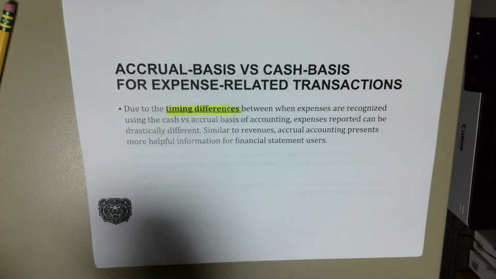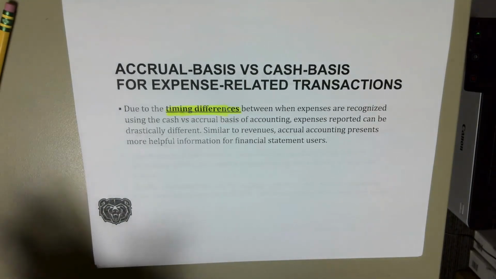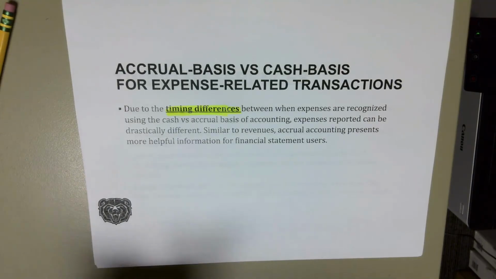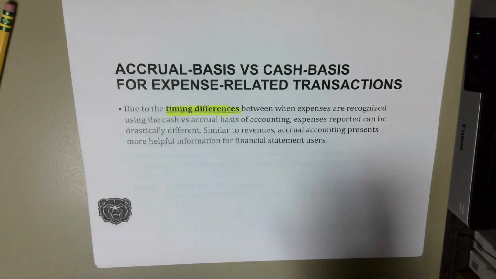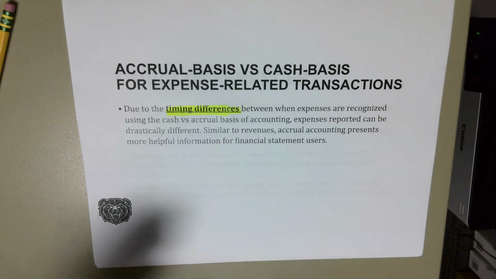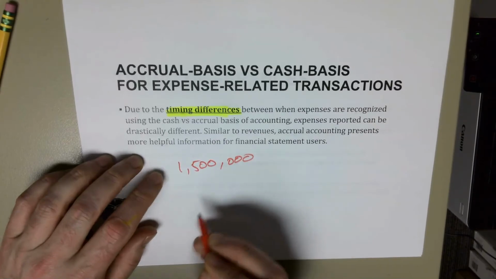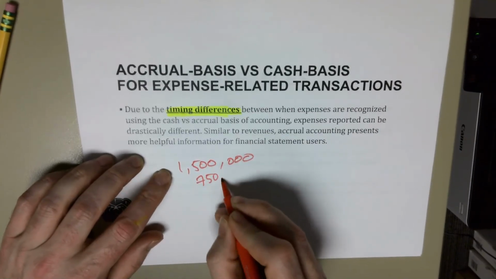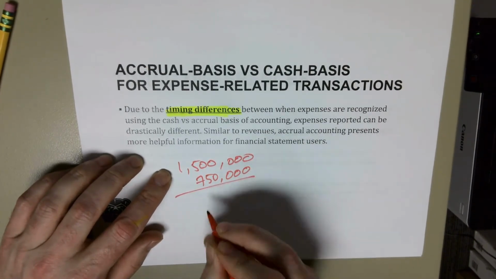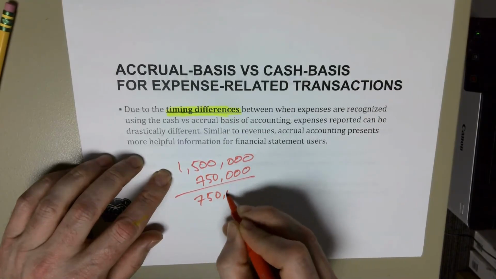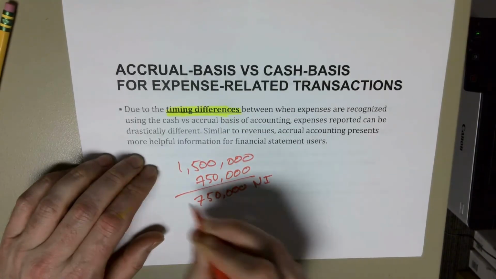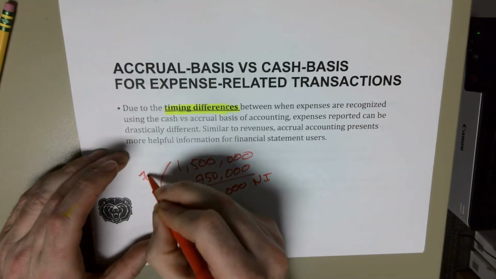Because of those timing differences, those amounts can be significantly different. And hopefully you saw that. Like you saw in transaction 7 that the cash expense was $750,000, but the accrual expense was only $250,000. I mean, that's a $500,000 difference. If you've only got $1,500,000 in revenue, and you take out $750,000 in expenses from cash, that leaves you $750,000 in net income. And that would be the cash journal entry from number 7, right?